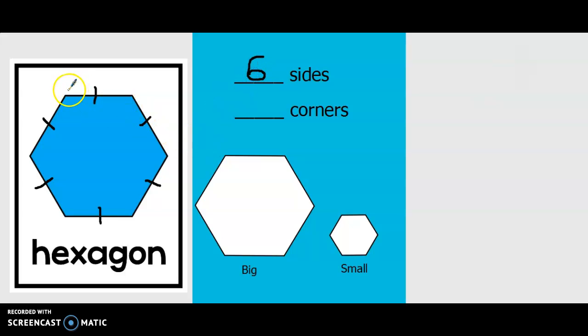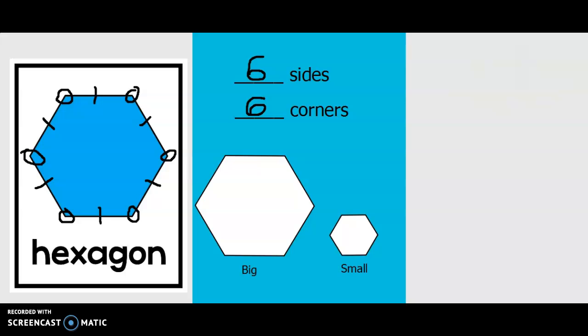How many corners does a hexagon have? Let's circle and count the corners. 1, 2, 3, 4, 5, 6. So it has 6 sides and 6 corners.